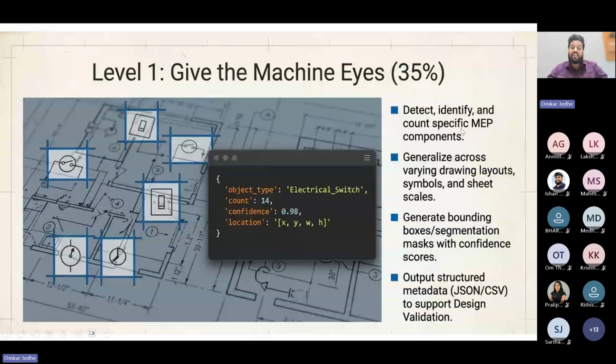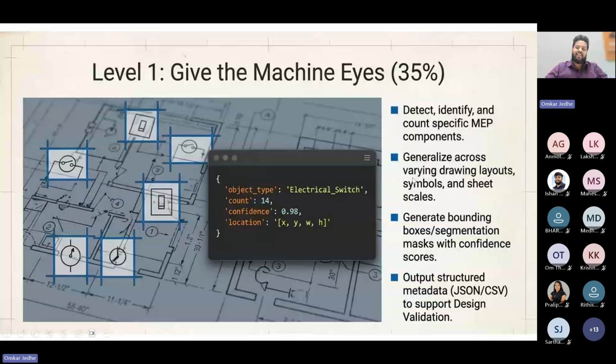So it could be different in terms of different drawings, but you have to generalize that and ensure, okay, this is called an electrical receptacle, or this is an electrical switch, or this is a mechanical duct, and have a bounding box around it. Locate it, identify it, detect it, measure it, and count it. So generate the bounding boxes, segmentation mask with confidence score, the way you see over here, and let the output be in structured metadata, could be JSON or CSV, to support the design validation.